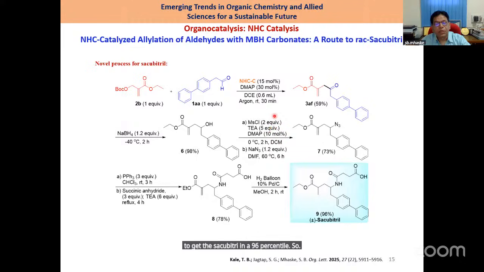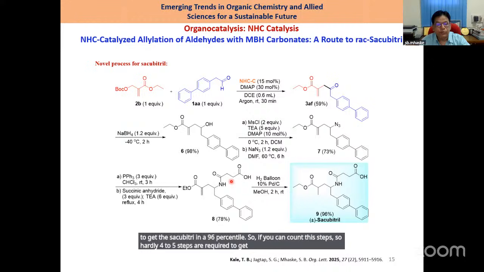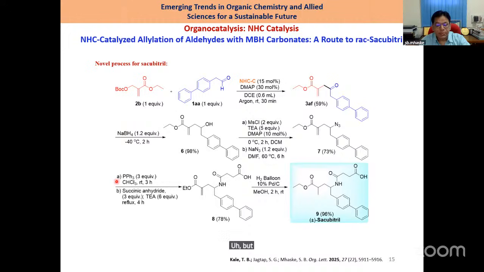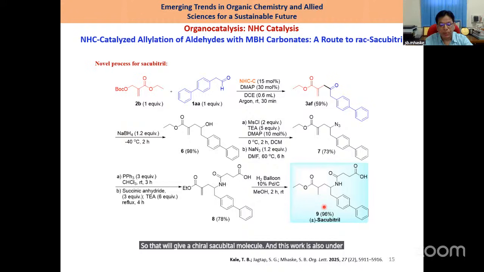If you count these steps, hardly 4 to 5 steps are required to get this drug molecule, which otherwise requires a greater number of steps. But this is a racemic synthesis. Now we are working on enzymatic reduction of this alkene using a reductase, and we are also working on a transaminase type of reaction using that enzyme. That will give a chiral sacubitril molecule. This work is also under active progress. This is published in Organic Letters recently.